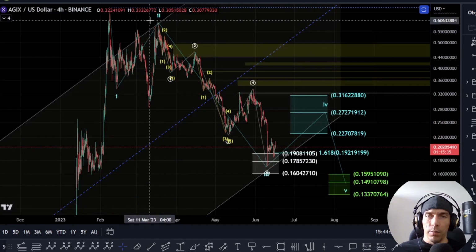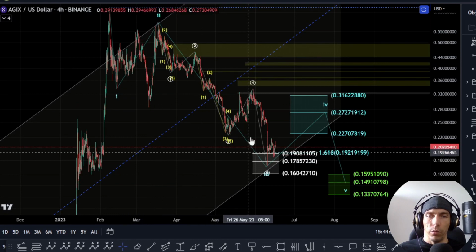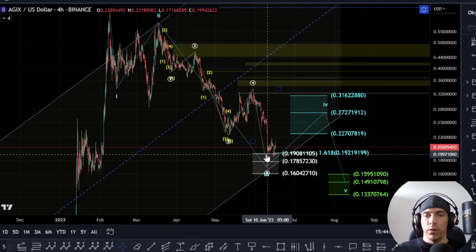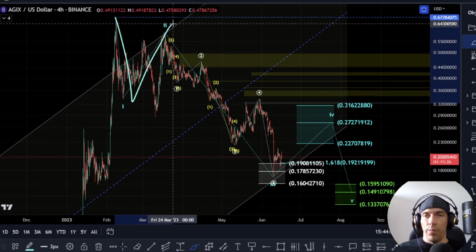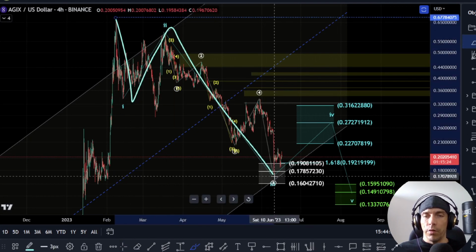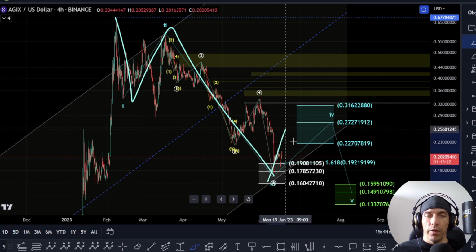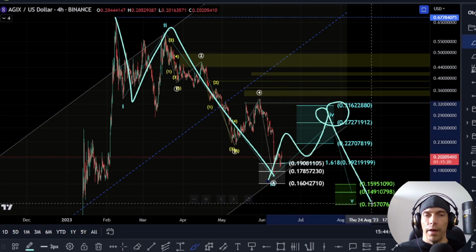Now, technically speaking, we've done enough to complete this. This is 1, 2, 3, 4, 5. So this is possible as a completed move. You know, we could also argue that this is A, B, and C, and that could be a corrective move. So we're going to have to see whether we get this additional fourth to the upside and this fifth down here.